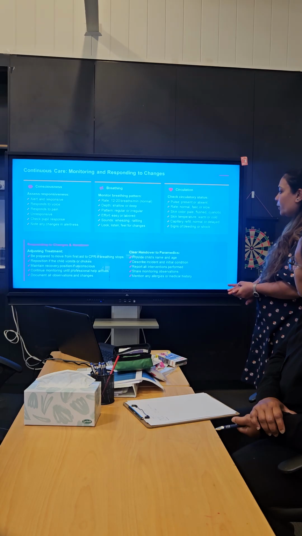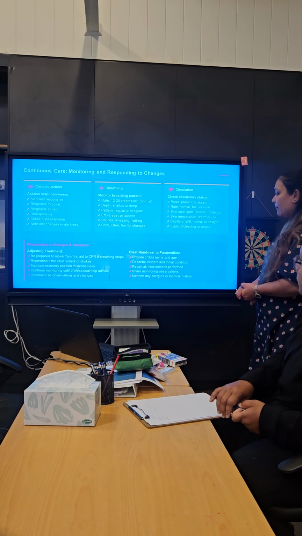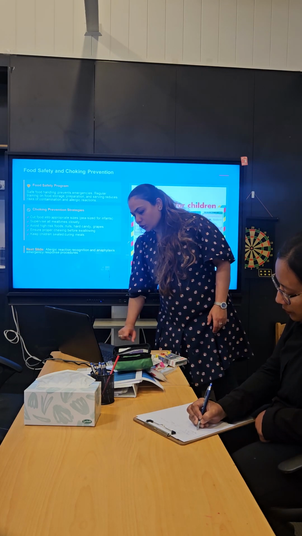Clear handover to paramedics. Provide the child's name and age. Describe the incident and initial condition. Report all interventions performed. Share monitoring observations. Mention any allergies or any medical history of that particular child.